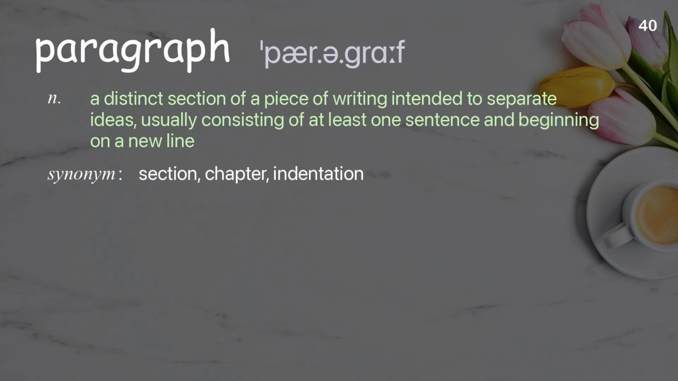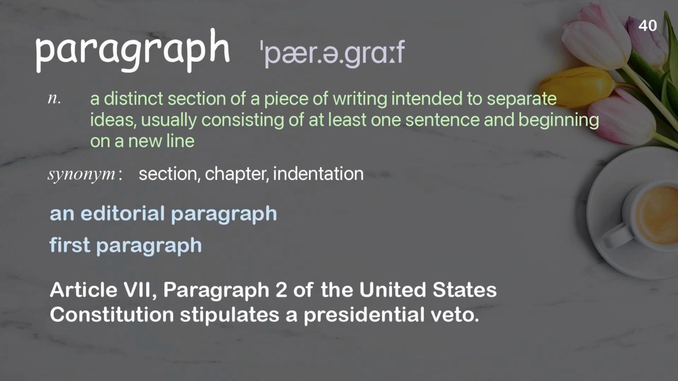Paragraph. A distinct section of a piece of writing intended to separate ideas, usually consisting of at least one sentence and beginning on a new line. Examples: An editorial paragraph. First paragraph. Article 7, Paragraph 2 of the United States Constitution stipulates a presidential veto.